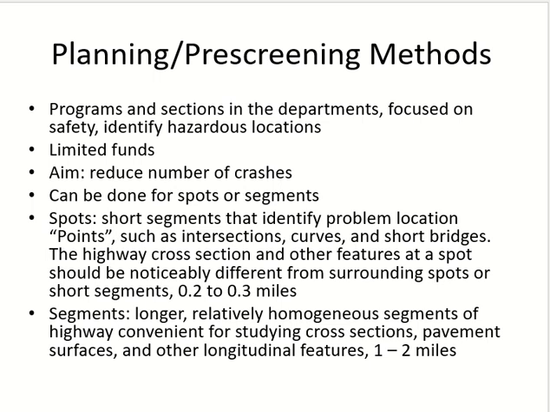For example, any site which has a length of less than 0.2 miles will be considered as a spot, whether it's an intersection or not doesn't matter. If the length of the site is less than 0.2 miles, it will be considered as a spot. So a spot can be a curve, a bridge, a ramp, a merging, diverging area, whatever, but it is shorter. And segments are longer, usually from 1 to 2 miles.